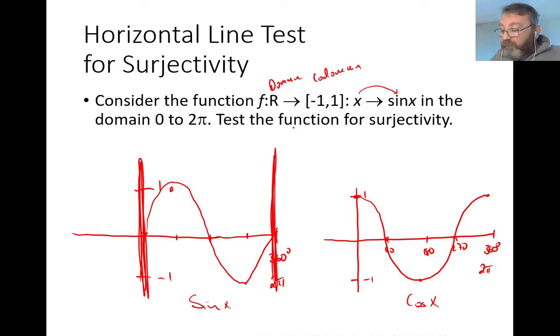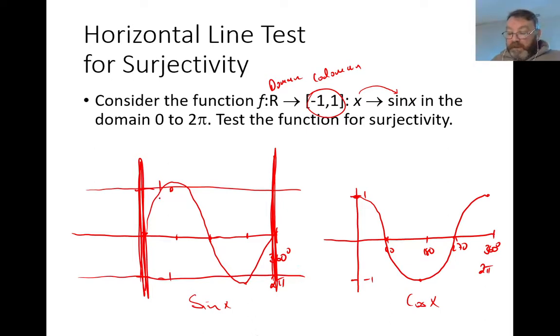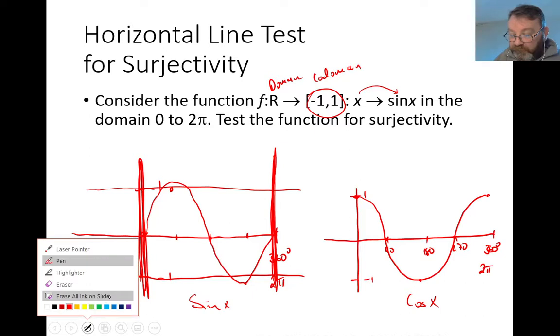Test the function for surjectivity. Okay, bring in your horizontal line and run your horizontal line down. What are we told? Between minus 1 and plus 1. So the horizontal line is only allowed to work between there and there. Now what do you notice? If I run the horizontal line between these two, it's going to cut the graph more than once. That's a guaranteed surjective function.